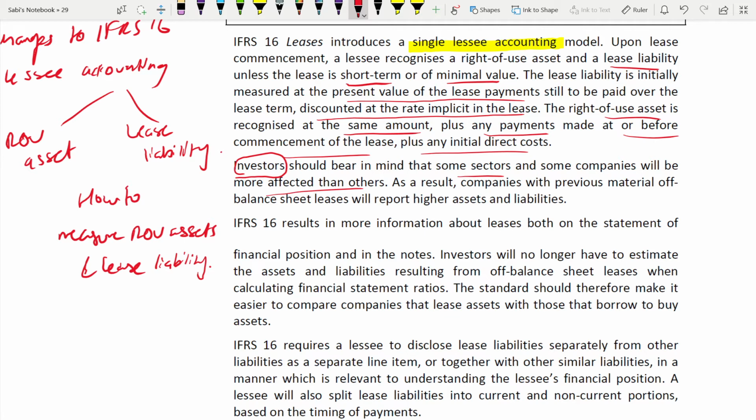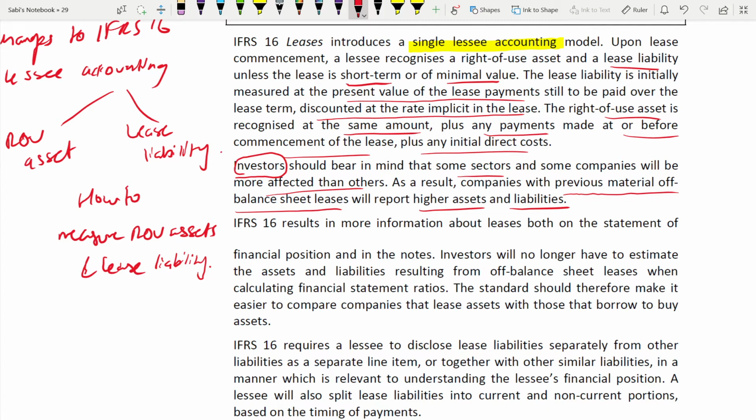So they asked what is the impact on the financial statements. Companies with previous material off balance sheet leases, write the word material because they said significant, will report higher assets and liabilities now. Whatever was not there before, when you're recognizing it, it will record higher assets and liabilities. Why? Right of use asset will increase the assets. Lease liability will increase the liabilities. So this is the impact. Investors want this impact only: what is the impact on the assets and liabilities?